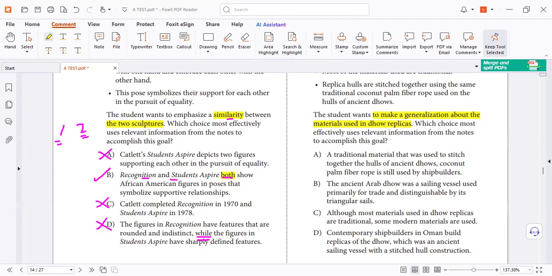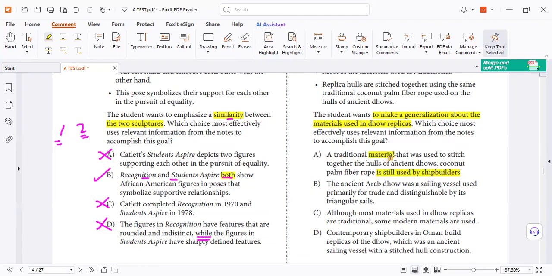It's letter A. Today we have a trap. So a traditional material was used to stitch together and is still used by shipbuilders. Did you mention that?